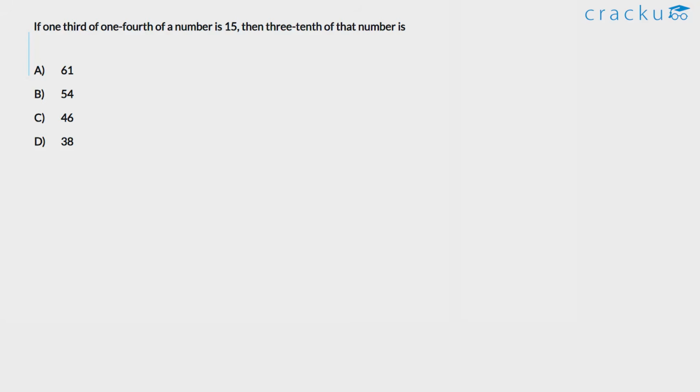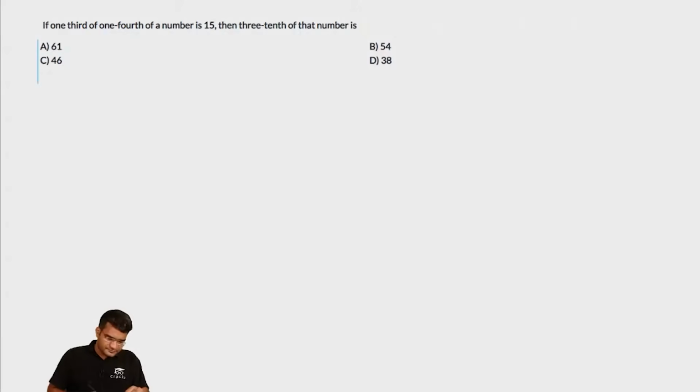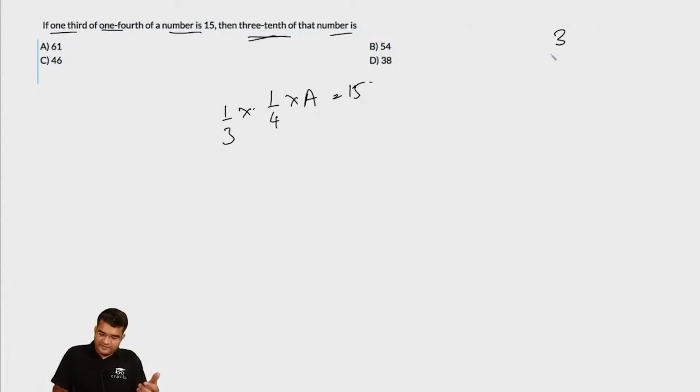So, in this question we are told that 1/3 of 1/4 of a number is 15. We are asked to find out 3/10 of that number. Let that number be equal to a. So 1/3 of 1/4 of a is given to be equal to 15. We are required to calculate the value of 3/10 of a.